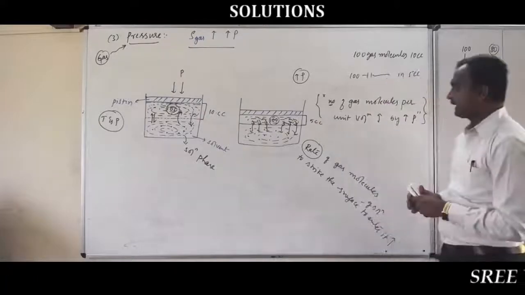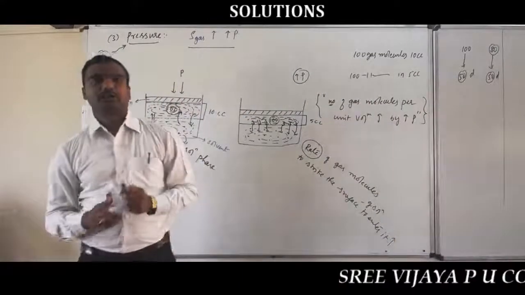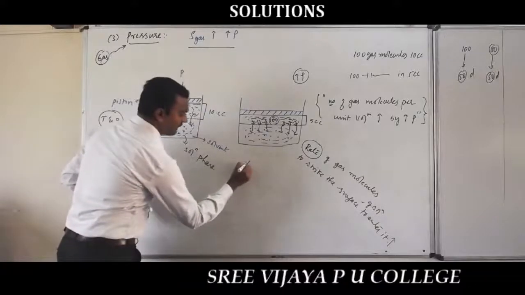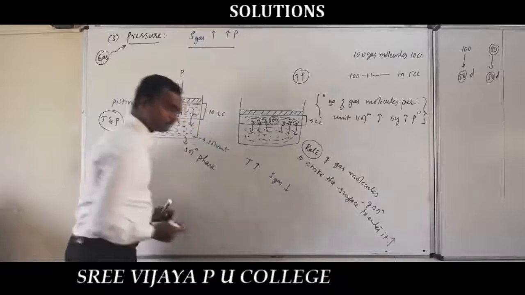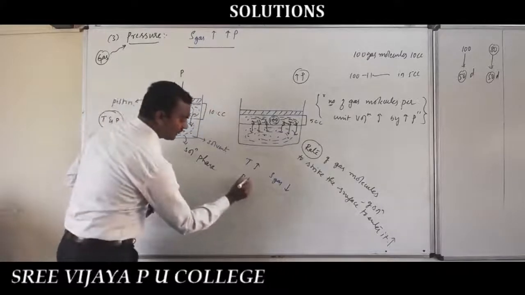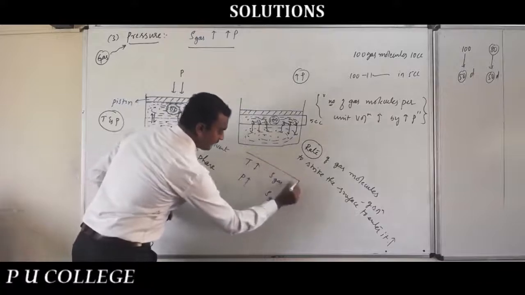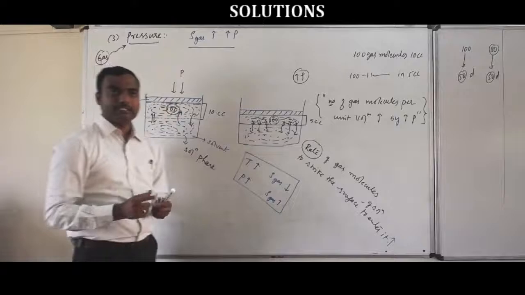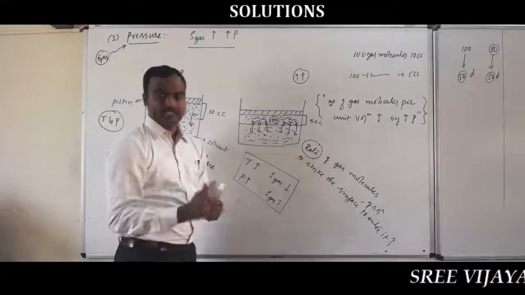I will repeat once again. What is the effect of temperature and pressure on the solubility of a gas in a liquid? It's a 2 marks question, very simple. As temperature increases, the solubility of the gas decreases, and as the pressure increases, the solubility of the gas increases. That is the effect of temperature and pressure on the solubility of a gas in a liquid. The reason is that the dissolution of a gas in a liquid is exothermic.